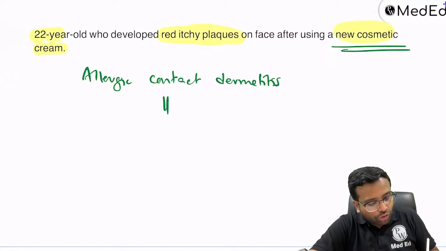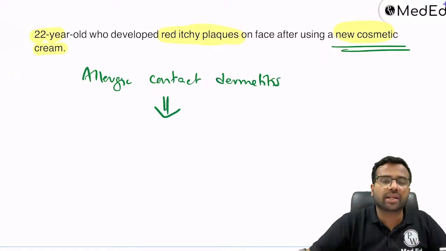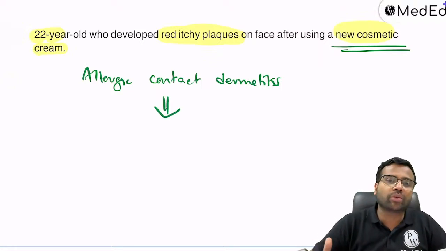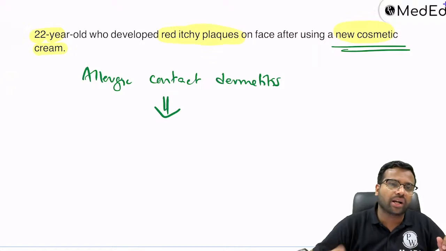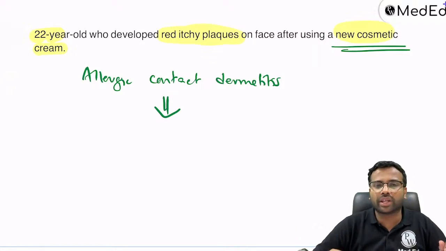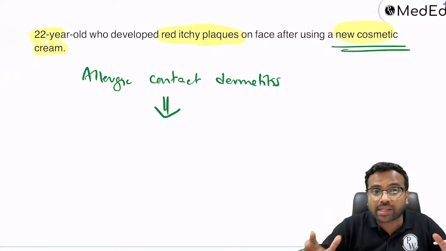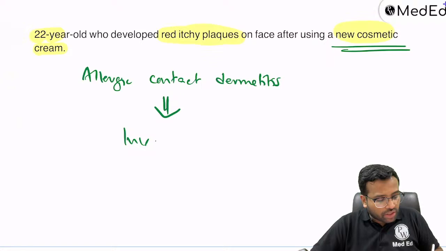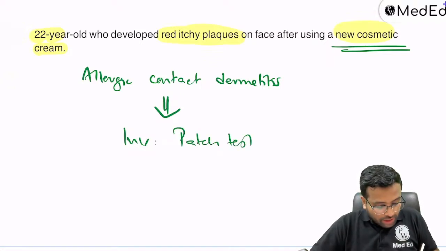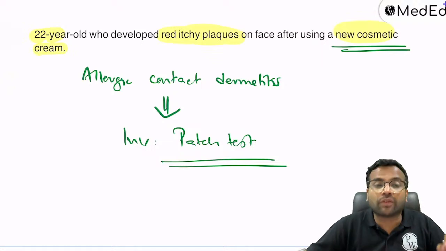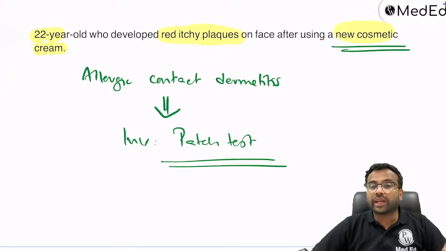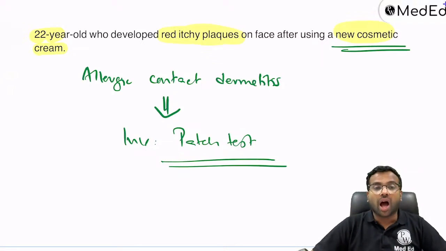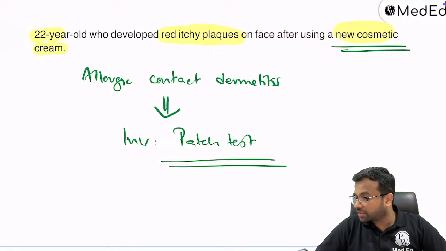So in these patients, when the patient says that after using some cosmetic cream this rash came, and the rashes are very itchy with some oozing from the lesion, my face has turned red in color. When you find all these things, you can ask the patient to do an investigation called a patch test, which is the investigation of choice for a patient with allergic contact dermatitis. Is that clear?